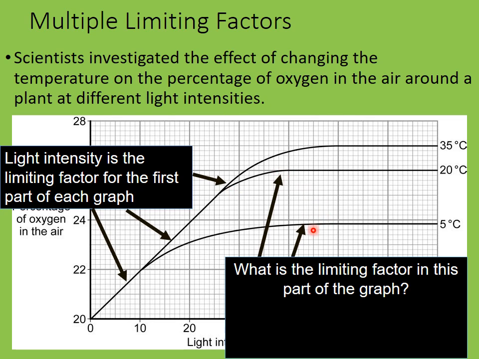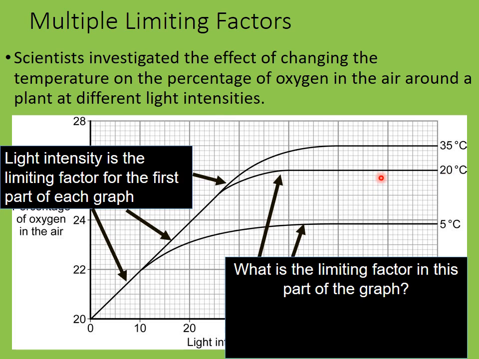So for these two graphs, where we've got the flat line, previously we could say that light intensity was not the limiting factor because increase in light intensity didn't impact on the rate of photosynthesis, as we can see by this gradient zero portion of the graph, but we couldn't identify what the limiting factor actually was. This time we can, and we can identify it because, look, if I increase the temperature from 5 to 20 degrees C, what happens to the rate of photosynthesis? It increases. And so if it increases, that tells us that temperature was the thing that was limiting the rate of photosynthesis from reaching its maximum.